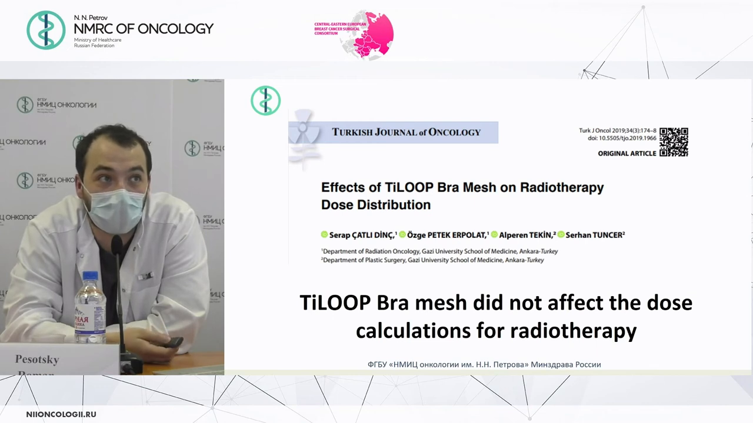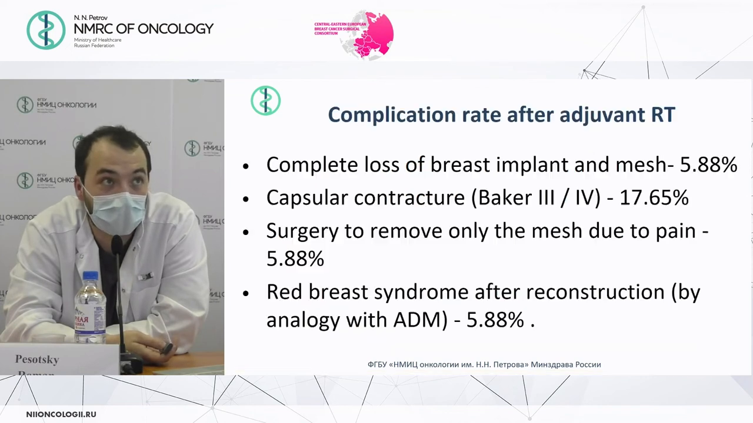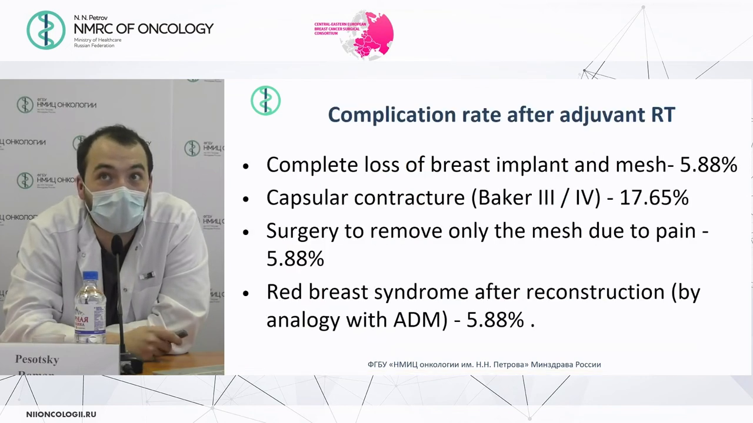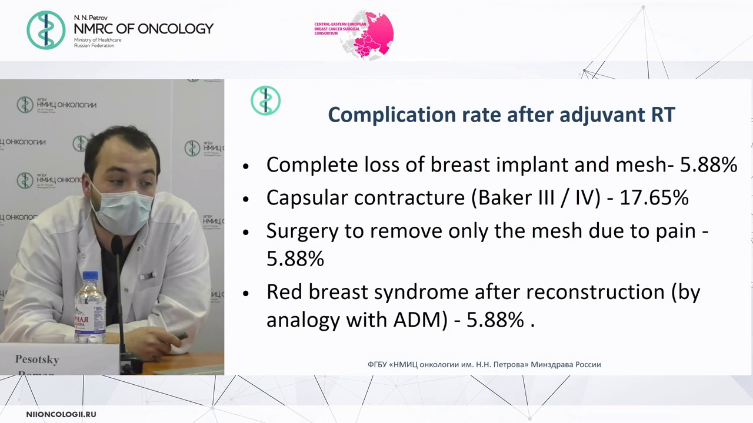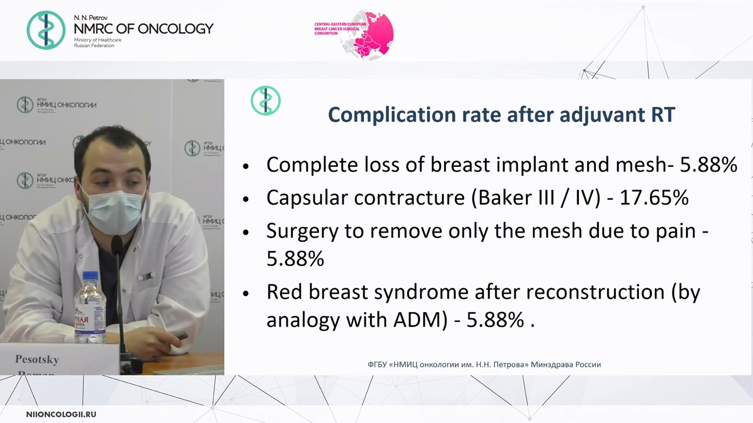That comes from the study of our Turkish colleagues. So this is our complication rate after adjuvant radiotherapy. The complete loss of the breast implant and mesh was in only one patient. Capsular contracture was in 17.65%. And you can see surgery to remove only the mesh due to pain after radiation therapy in only one patient.